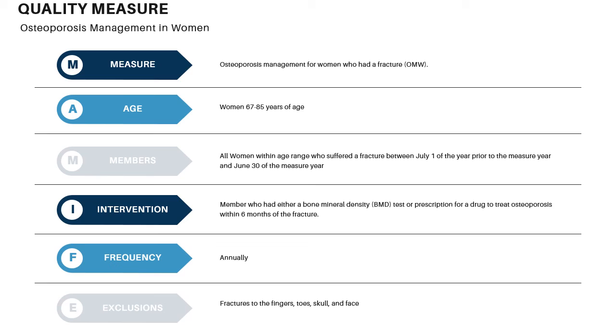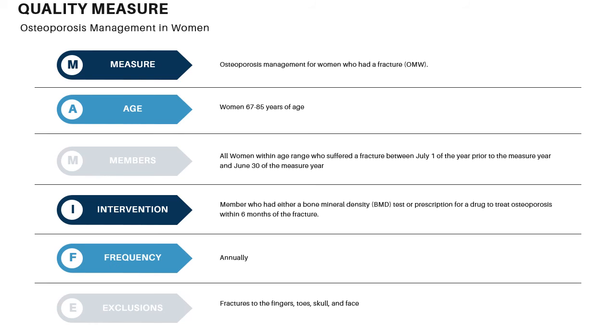Osteoporotic fractures, particularly hip fractures, are associated with chronic pain and disability, loss of independence, decreased quality of life, and increased mortality. With appropriate screening and treatment, the risk of future osteoporosis-related fractures can be reduced. Osteoporosis management in women measure includes women who are between the ages of 67 and 85 years of age. All women within the age range who suffer a fracture between July 1st of the year prior to the measurement year and June 30th of the measurement year are included in the measured denominator.